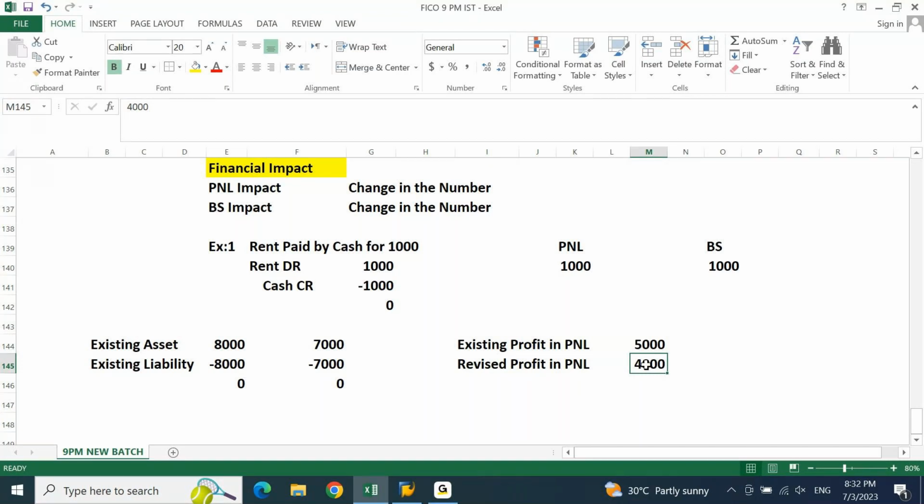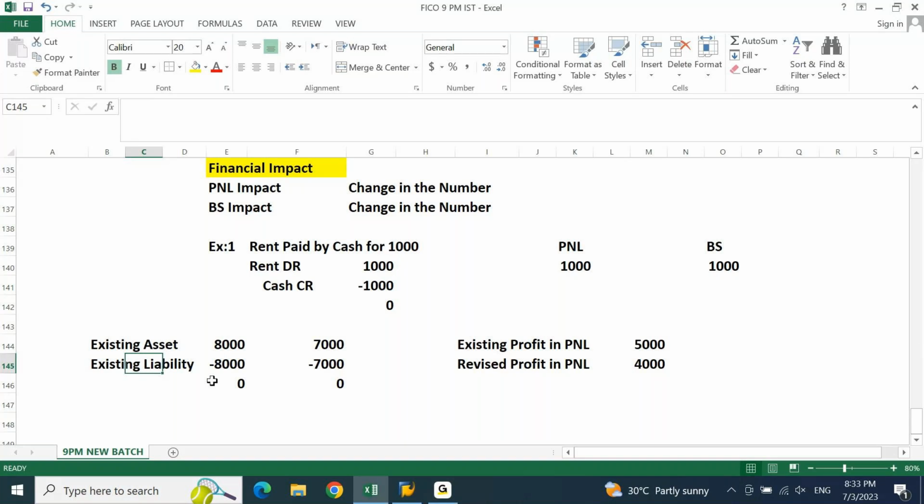Now your P&L profits are part of balance sheet liabilities. Your existing liability value is 8,000, which means this 8,000 is inclusive of 5,000 here. Now what happened to your 5,000 profit? 5,000 profit is now becoming only 4,000. So if your profit is reducing, from your liability you have to reduce.